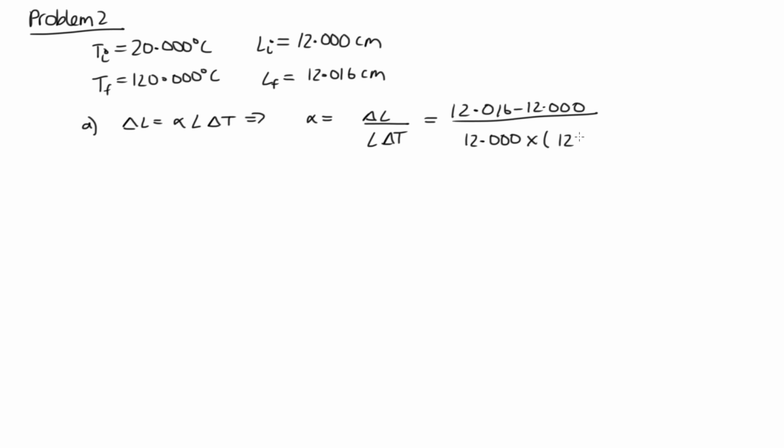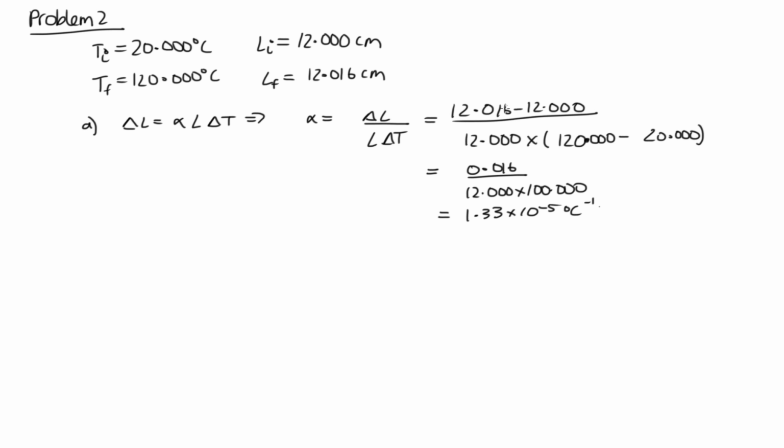So that's the 120.000 minus 20.000, which is 100. Okay, so we're doing 0.016 over 12 times 100. And solving that, we end up with 1.33 times 10 to the minus 5 per degree C.